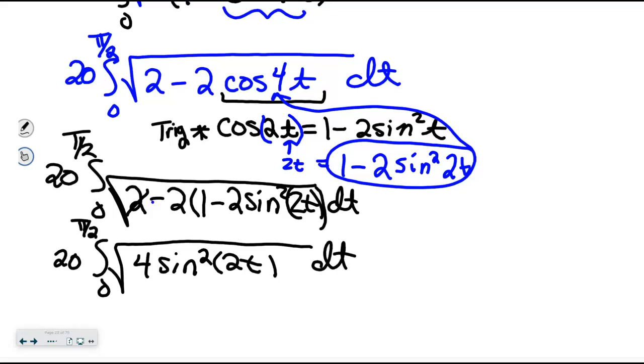You might say, how'd you get that? I distributed and the 2's canceled. I distributed there and I got a plus 4. So you might want to draw those in. Why do I love that in my integrand? It's a perfect square. I can square root it. So I'm finally out. That's my arc length.